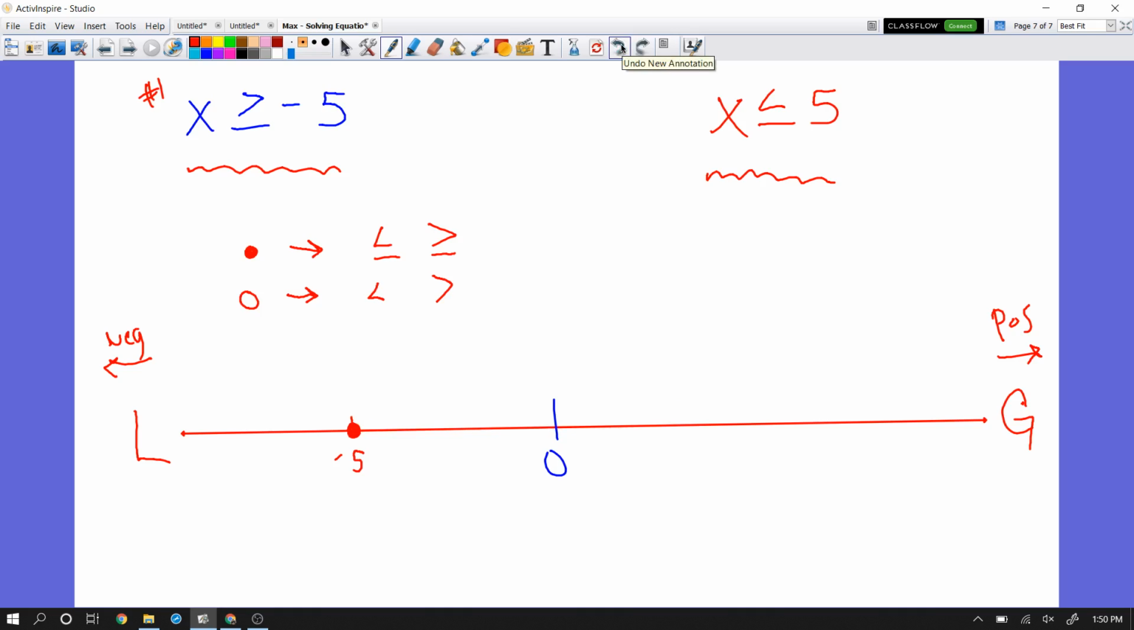So let's go ahead and take a look at x is less than or equal to 5. If you just plot 5 on the correct side, you know that's going to be equal to, so that means we're going to color it in. And then we know that x is less than or equal to. We know that less than is going to the left. Less is left.